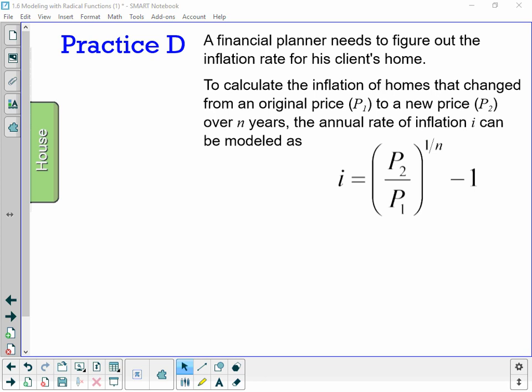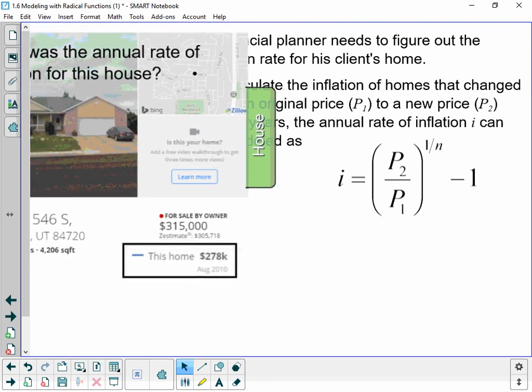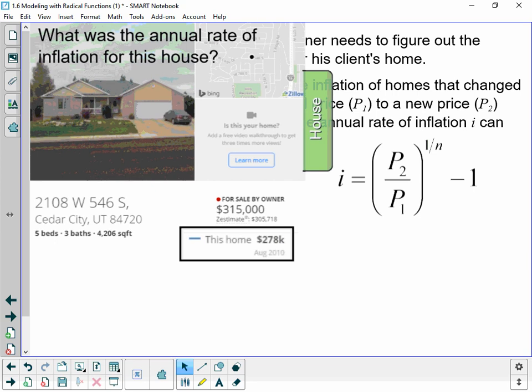So I have a house right here, and we're going to figure out the inflation rate for this house. Here it is. This house is located in Cedar City, and all of the information we need is on this fabulous ad. So we're trying to figure out the inflation rate. We need to know P2, the new price.